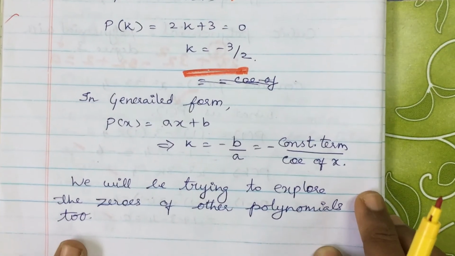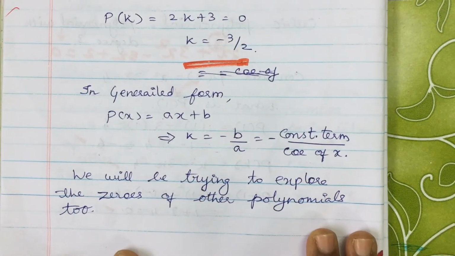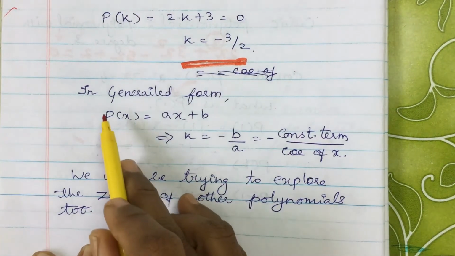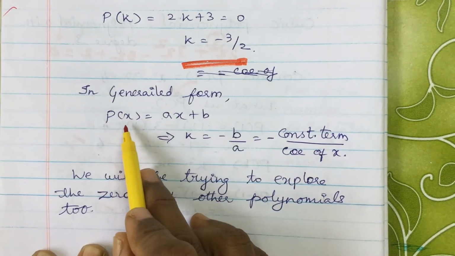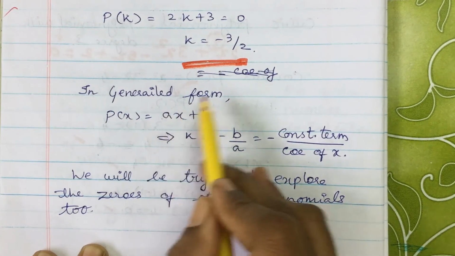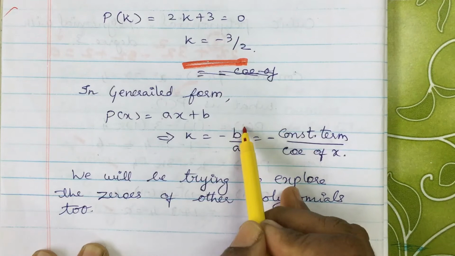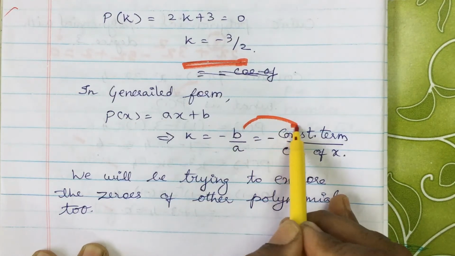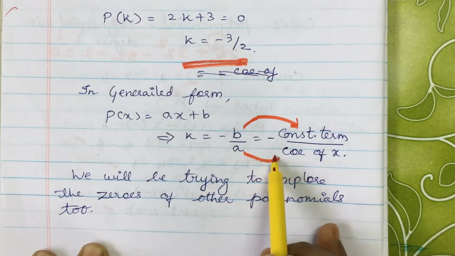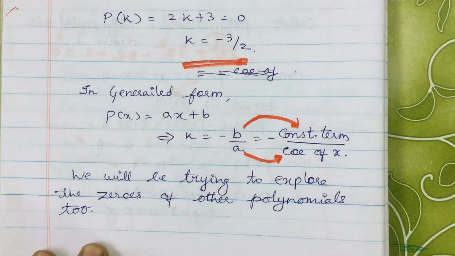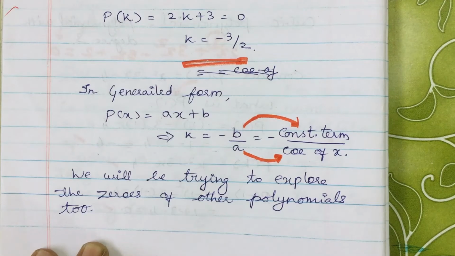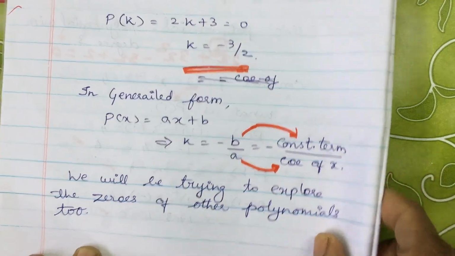So in general form, in the form of a formula, if you want to put it, you can say in generalized form, I have taken the polynomial as ax plus b, where a and b are integers, and I could observe k is equal to minus b by a. So what is this b? This is nothing but the constant term in the given equation. And what is this a? This is nothing but the coefficient of x in the given polynomial. So again we will be trying to explore the zeros of other polynomials like quadratic polynomial, cubic polynomials also in the forthcoming sections.